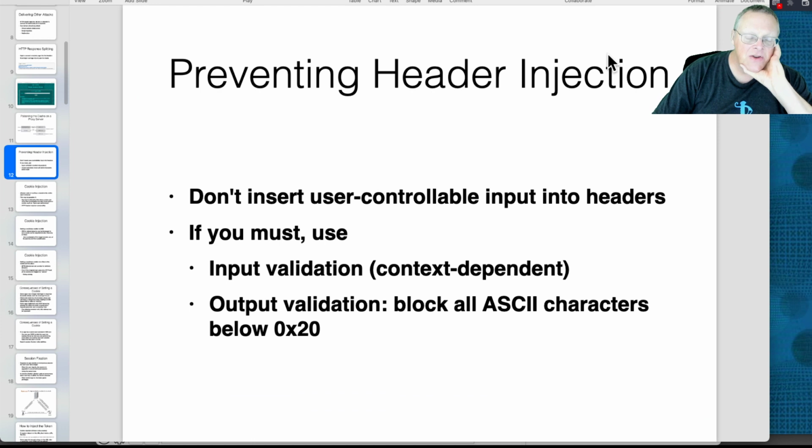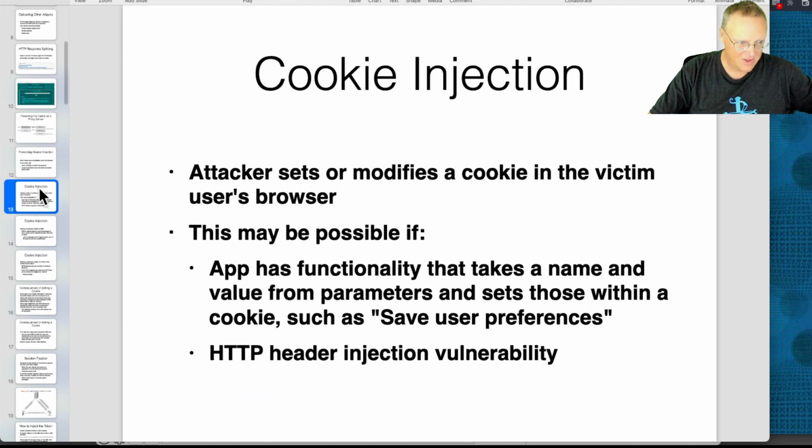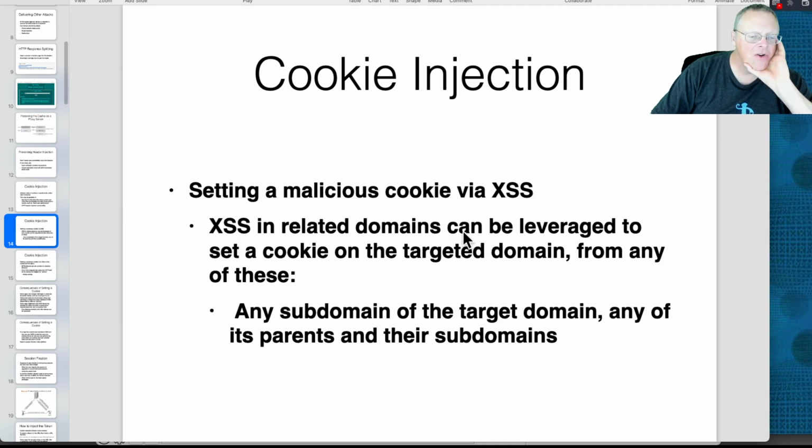And if you want to prevent this, of course, don't use user-controllable data in the headers. If you have to, use input validation, output validation, block all the special characters like carriage return, line feed, the usual stuff. All right, and now you can do cookie injection. Like we saw, you could add a header that sets a cookie on somebody's machine who gets this response.